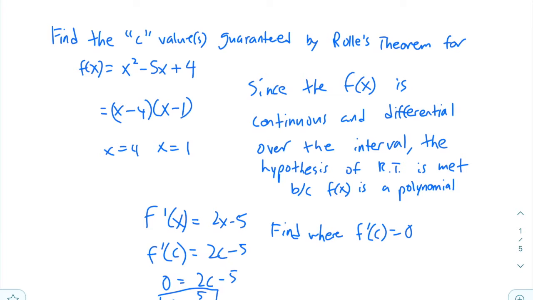We don't know what the interval is. We don't know what a to b is. It could be anything in this case. And we also don't know what the c value is, but we're trying to find it. So let's try finding the interval first. We know the interval has to be x-intercepts of the function. So let's factor out this function.